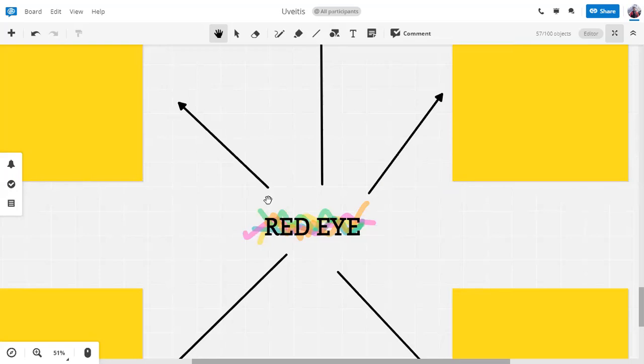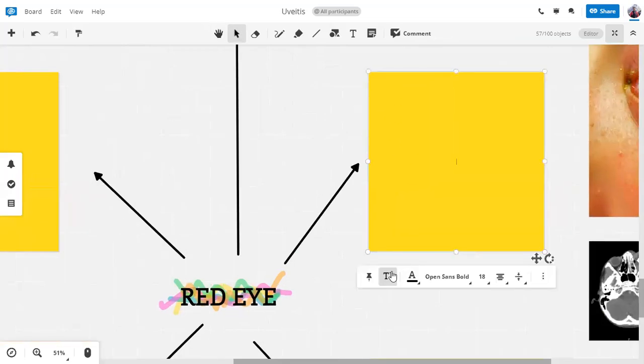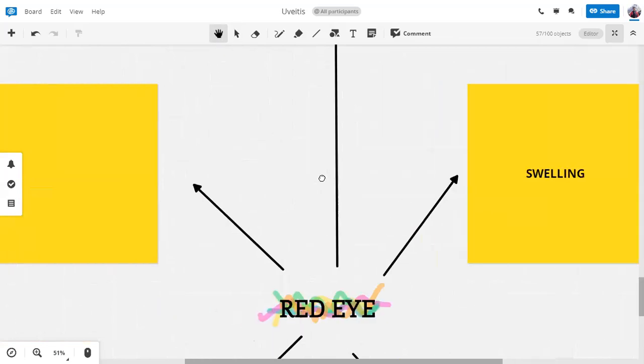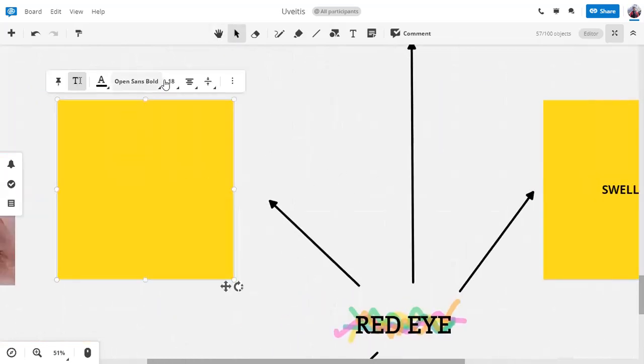So a red eye can present with pain. It can also present with a loss of vision. It can also present with swelling. इधर मैं लिख देता हूँ swelling. It can also present with lacrimation or even discharge. Lacrimation और discharge को हम इधर लिख लेते हैं. Discharge.